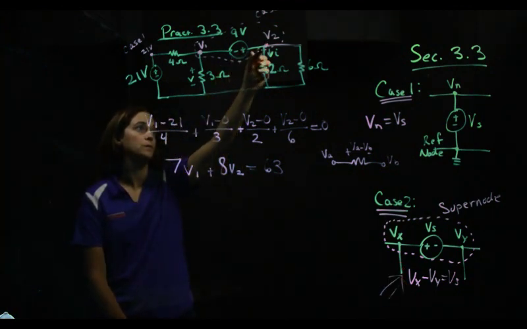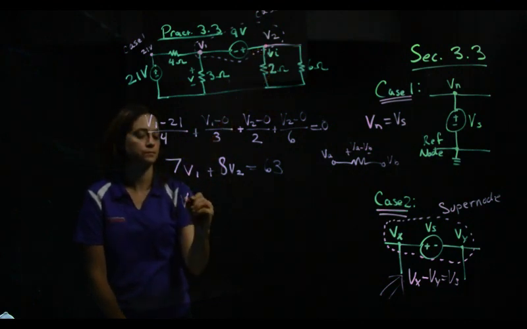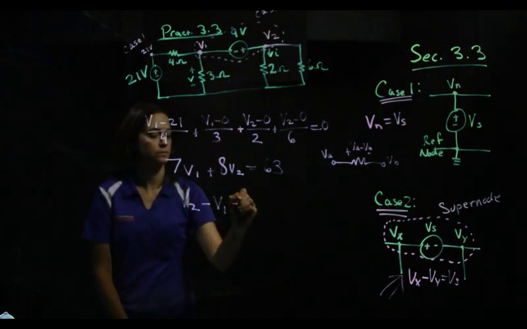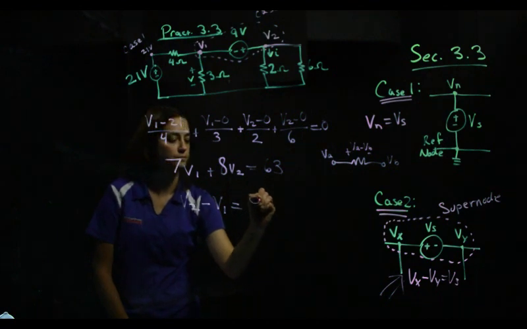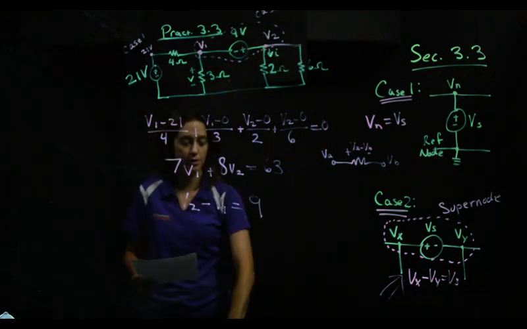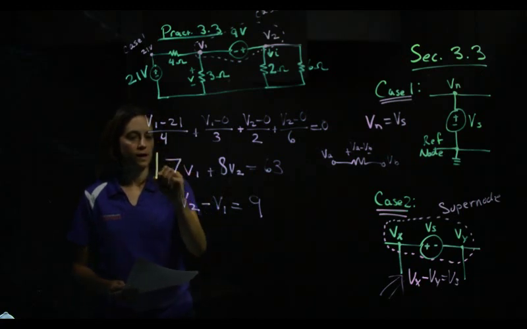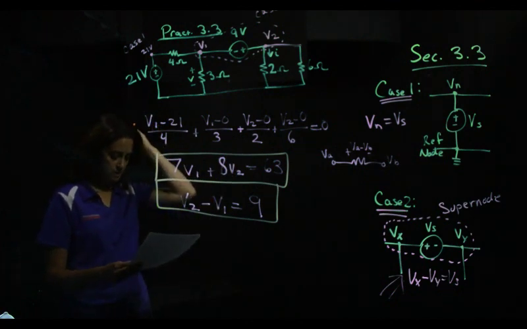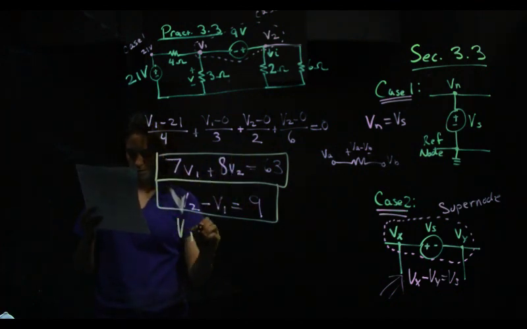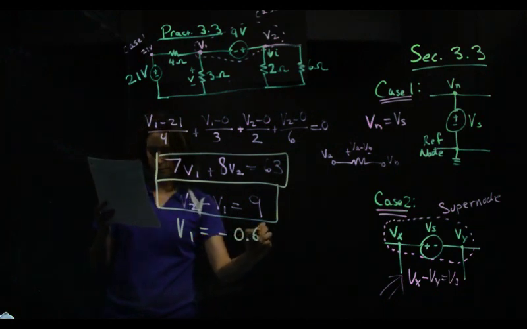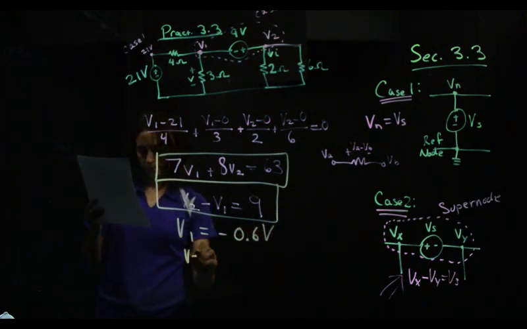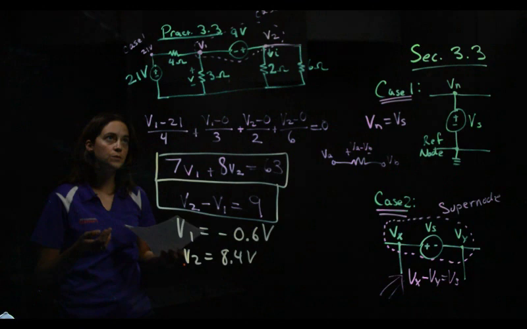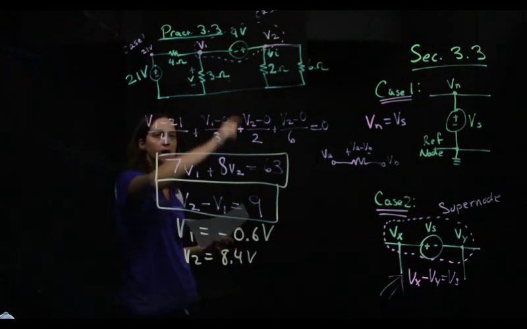What's on the plus side? V2. So V2 minus V1 equals the value, 9. I can't take that marker anymore. So here I have 2 equations and 2 unknowns. So I can solve those in any way that you want. You'll get a V1 that's negative 0.6 volts, a V2 that's equal to 8.4 volts, and we'd be done if that's what the problem had asked for, but what they actually asked us for is V and I.